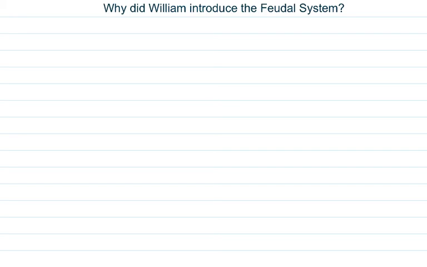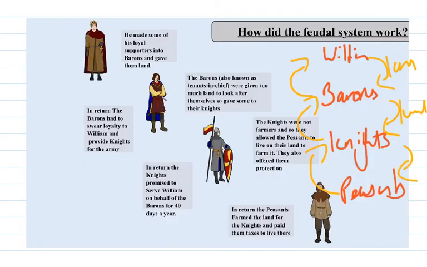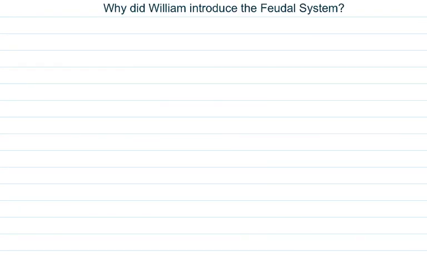Why did William use this? I'd like you to think, and usually I do a think, pair, share, but unless you like FaceTiming each other, it's going to be difficult to think, pair, and share. So I'm asking you to think, basically, and see if your answers match mine. Why would William decide to use this system? I want you just to write three ideas down. I don't care if you get it wrong. I want you to have a go. Why did William introduce the feudal system? Pause it, have a go, and see if it matches up with me in a second.